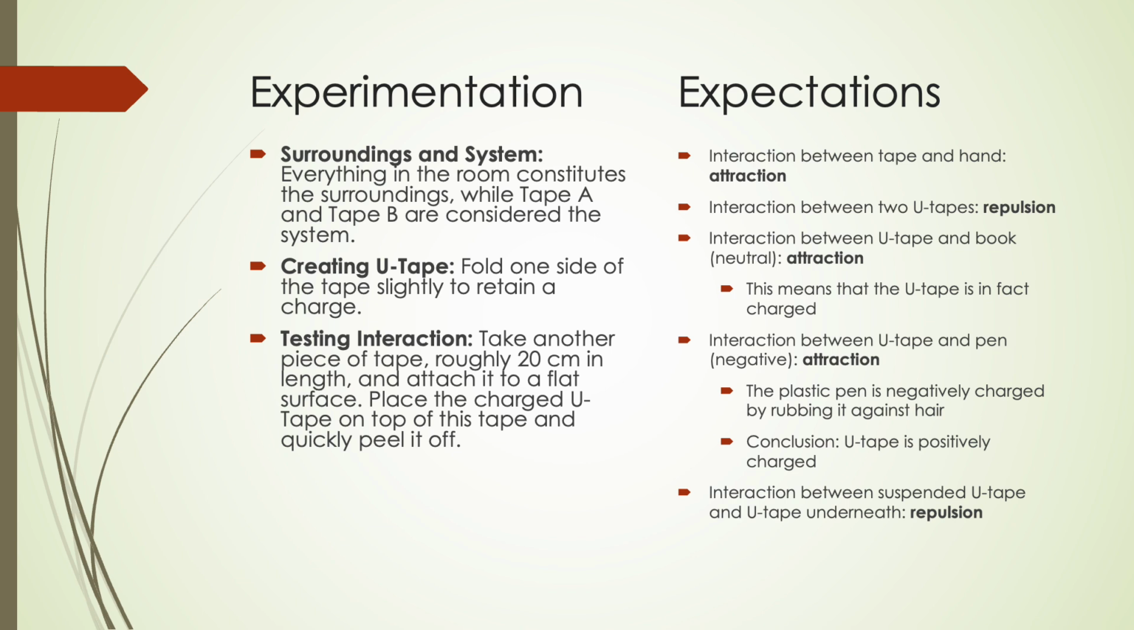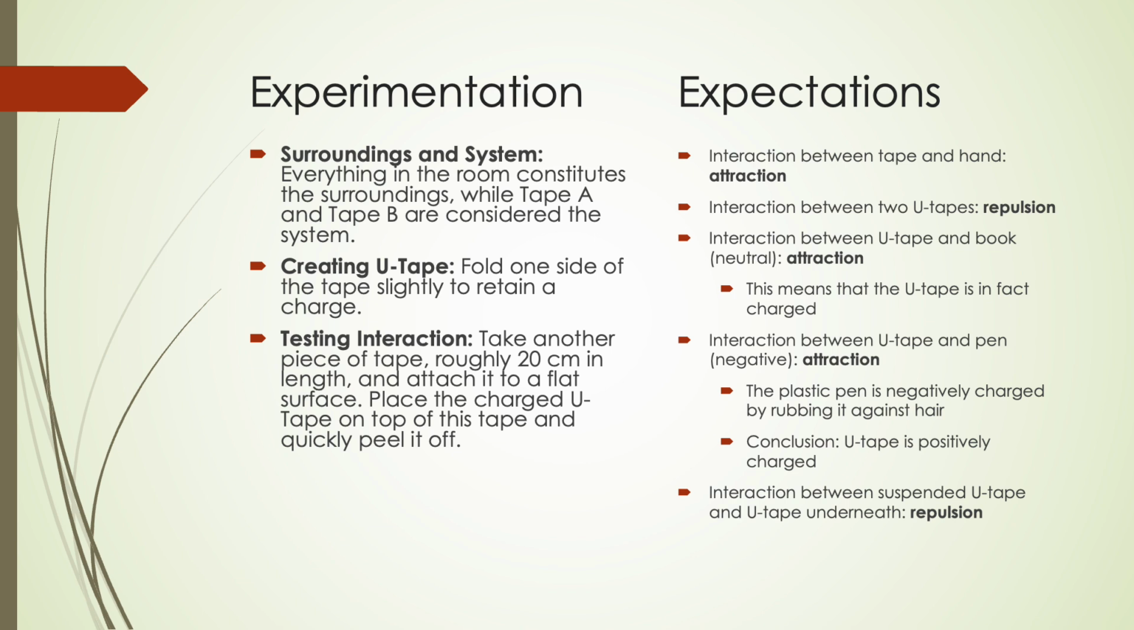So in the experimentation, we observed that we have surroundings and a system, where everything in the room is the surroundings and tape A and B are the system. The U-tape was made by folding the tape slightly on one side so it'd be held with a charge. Have another piece of tape approximately the same length and stick it to a flat surface, then place the U-tape on top of the flat tape and quickly pull it off.